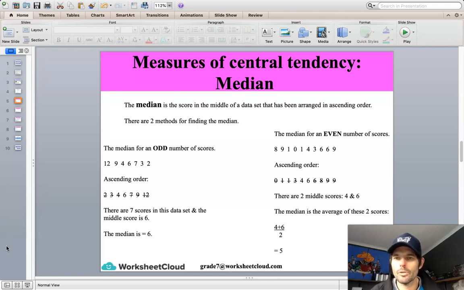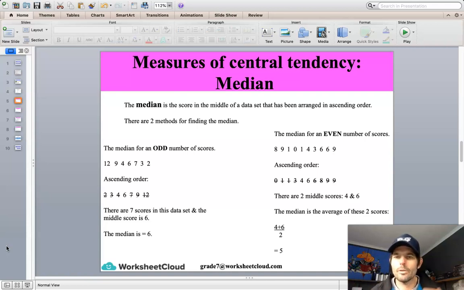So you can see the numbers 12, 9, 4, 6, 7, 3, and 2. The first thing I need to do is arrange those numbers in ascending order, smallest to biggest, and that would be 2, 3, 4, 6, 7, 9, and 12. And then I just cancel out numbers on the outside.